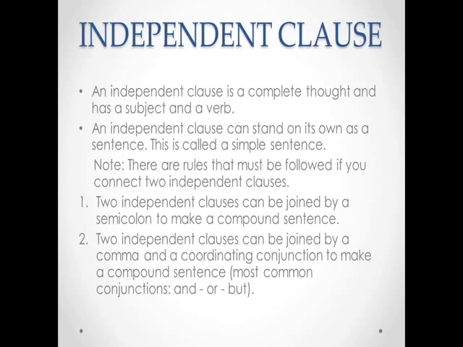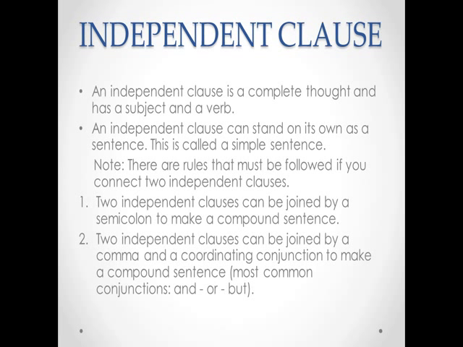An independent clause is a complete thought. It has a subject and a verb. So we talked about this in sentence structure part 1, that you need 3 elements to be a sentence. An independent clause has those 3 elements. It's a complete thought, and it contains the subject and a verb. An independent clause can stand on its own as a sentence. This is called a simple sentence.